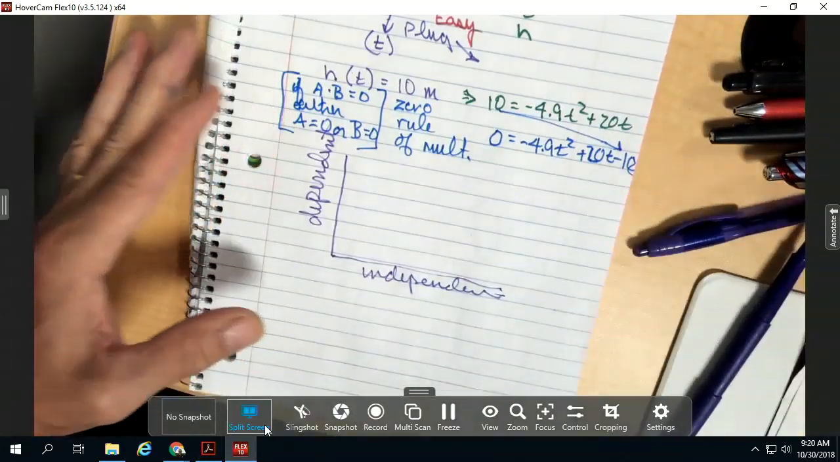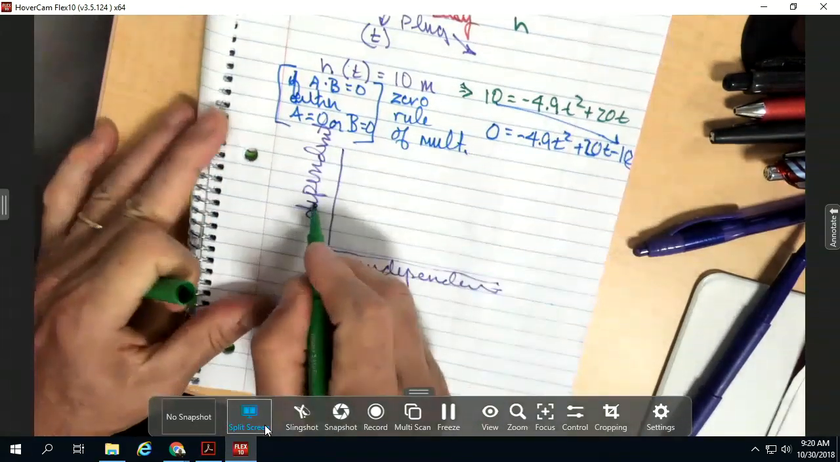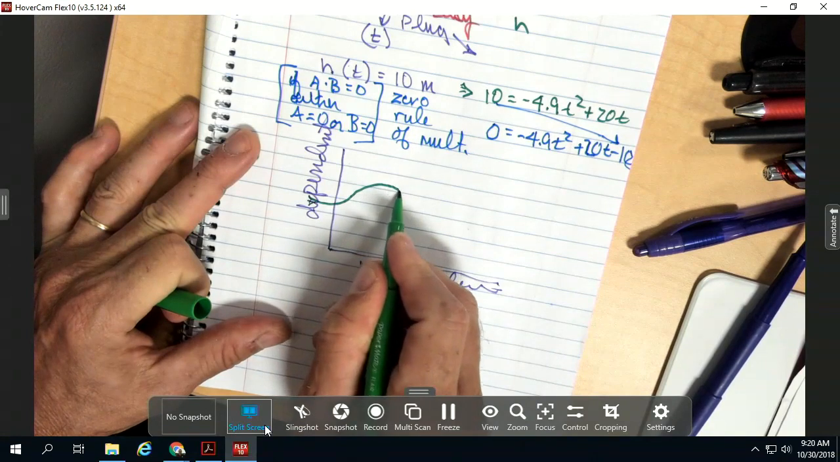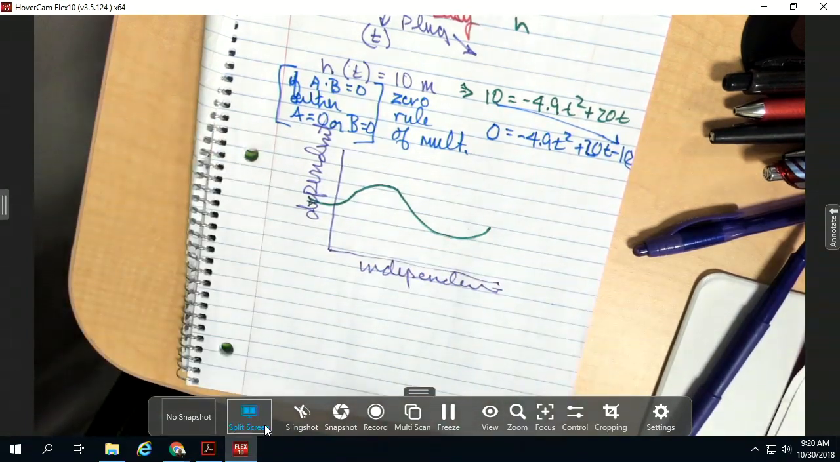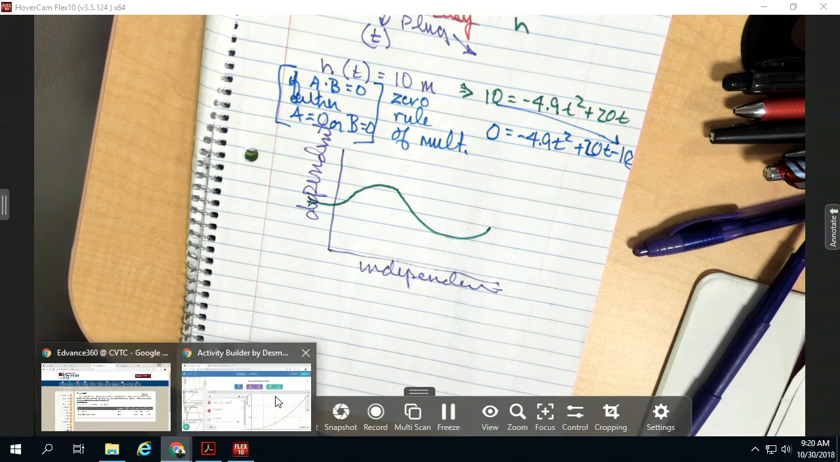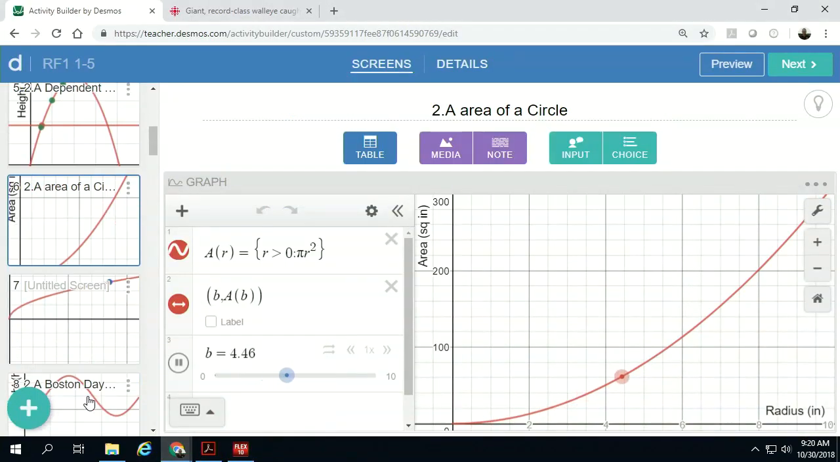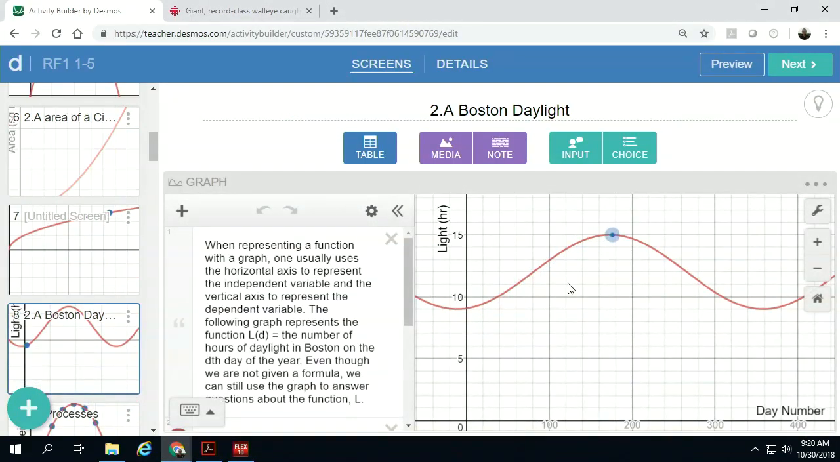All right, so for the next one, let's look at it on the computer. So this is daylight in Boston. And as you go along through the year, there's more sun, less sun. And there's something spectacular happening Saturday night.